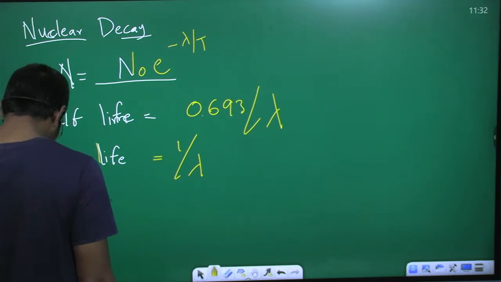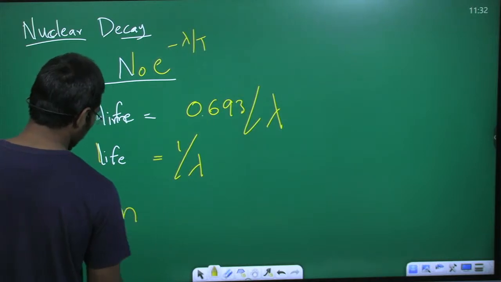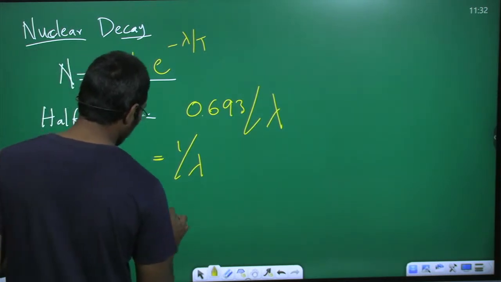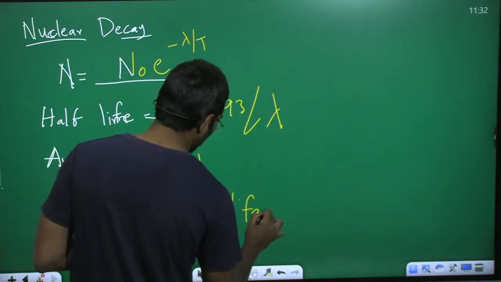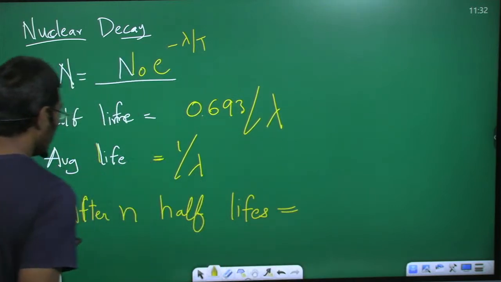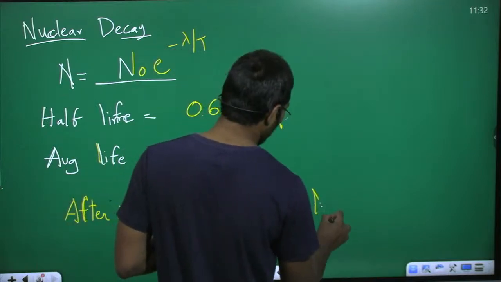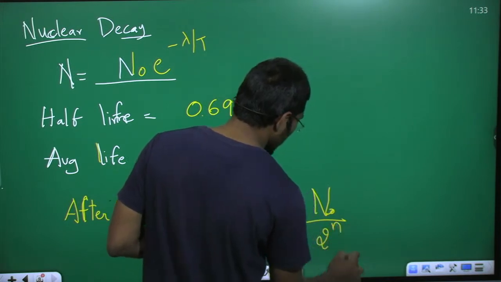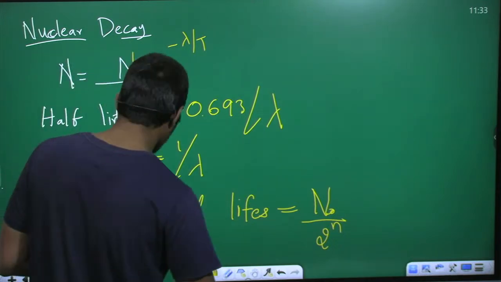So population after n half-lives. What is the population after n half-lives? N naught by 2 power n, right. See, these are basic fundamental equations. You can expect this question directly, like you can do within 10 seconds. If you don't know the formula, you will be missing.